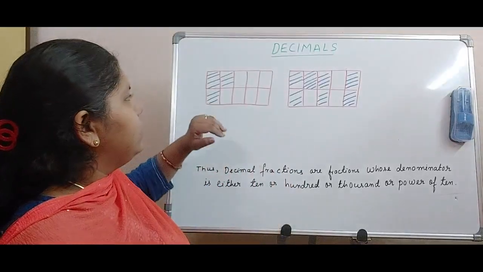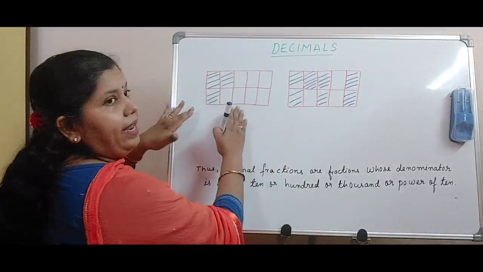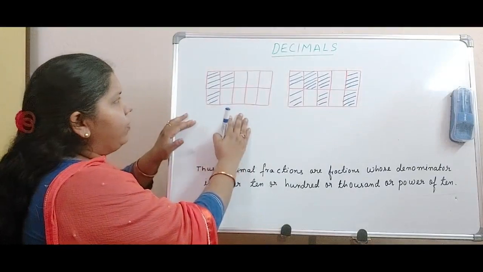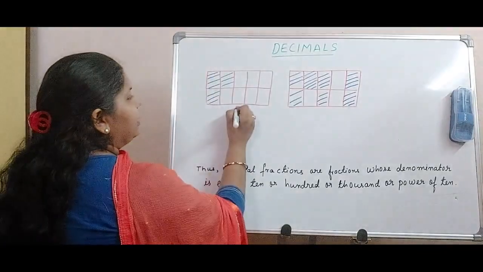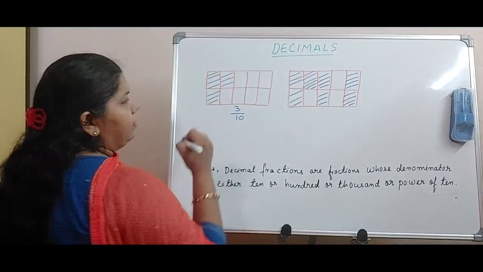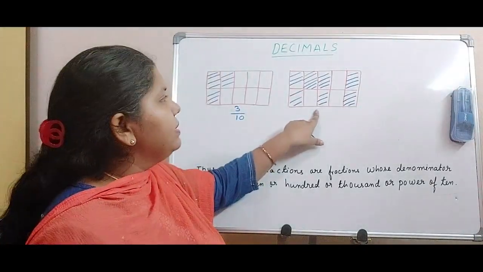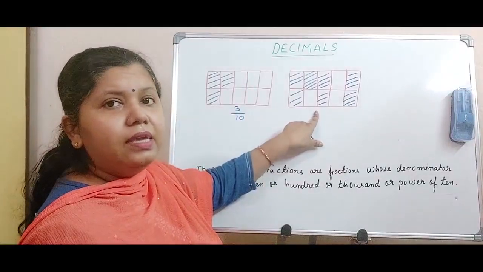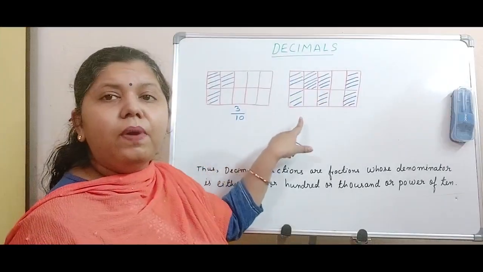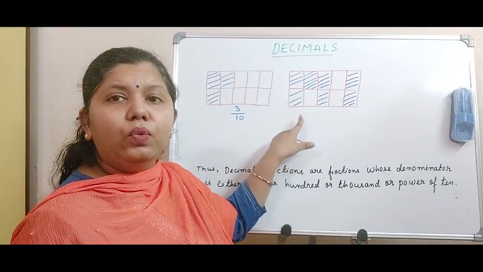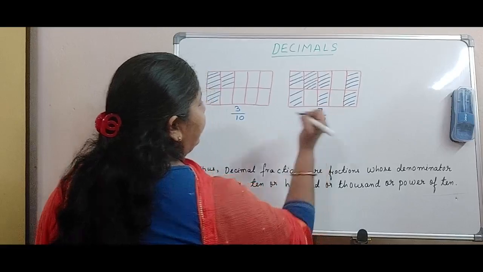Let us look at the first diagram. What do you find here? Here a strip is divided into 10 equal divisions, out of which 3 parts are shaded. So we say that the fraction is 3 upon 10. Similarly, if we look at this particular picture, here you can see the shaded part is 1, 2, 3, 4, 5, 6, 7. So 7 parts have been shaded out of 10 equal divisions. So the fraction here is 7 upon 10.